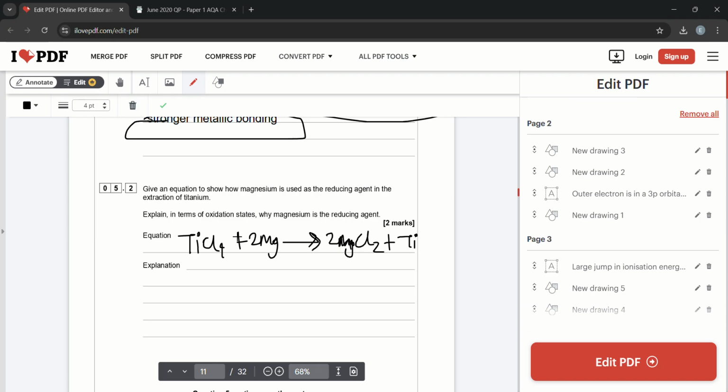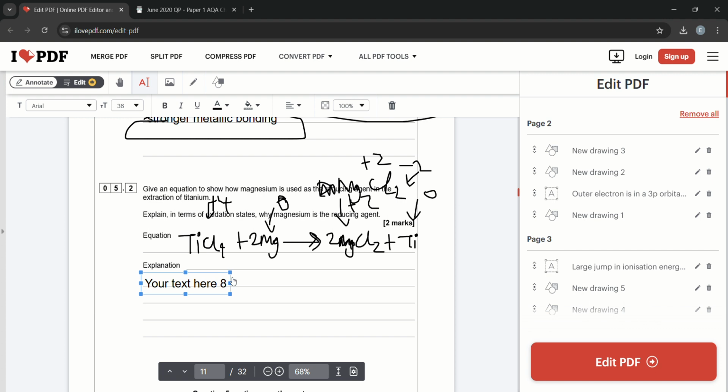Explain in terms of oxidation state why magnesium is a reducing agent. If you look at magnesium, we've got magnesium here, oxidation state of 0, single element. And then magnesium here, well, MgCl2, we don't care about the 2 in front of it, the number of moles, we don't care about that. So MgCl2, well, chlorine has a -1 charge, it's in group 7, so -1 times 2 is -2. Therefore, magnesium must have a +2 charge. So we've gone from 0 to +2, and for titanium, well, chlorine -1 times 4 is -4, so titanium is +4, going to 0.